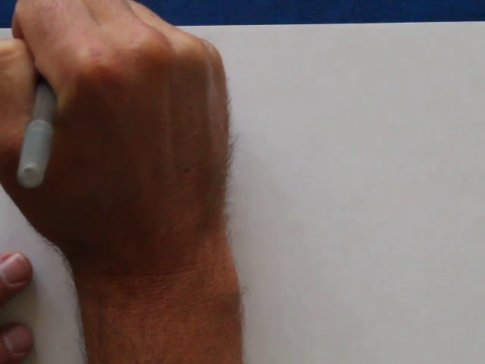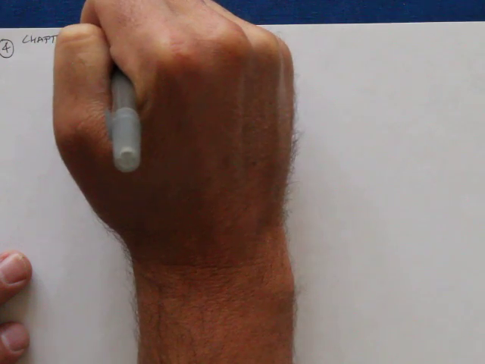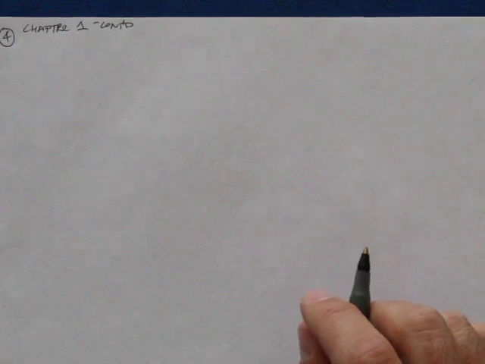Here we are at the last section, section 4. I'm just going to put a little 4 in a circle. We're still looking at chapter 1, but this is the last section of chapter 1 that we're going to look at together in this way. And this one has to do with the work of art.